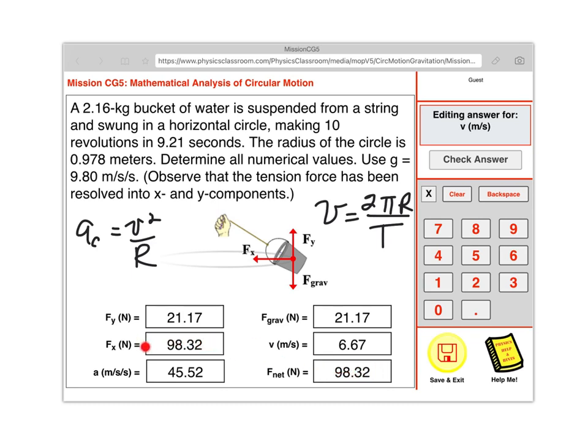And the net force and the Fx, the x component of the tension force, have to be the same because that's the only force acting toward the center. Okay, let's hope those numbers are all correct.